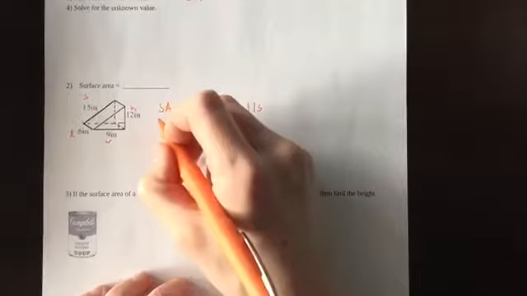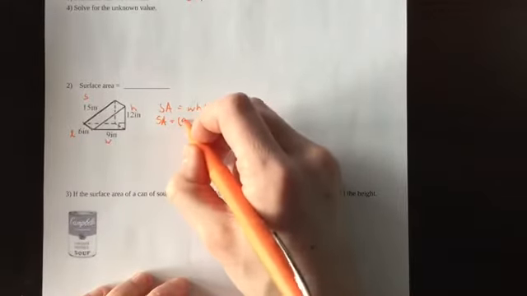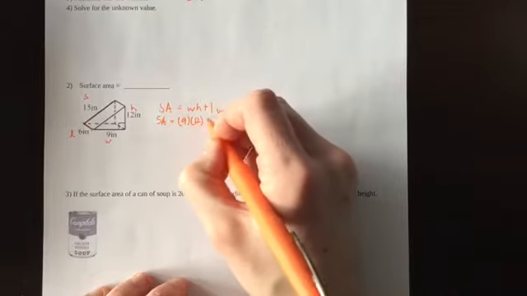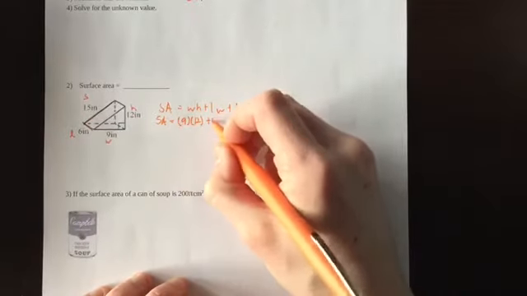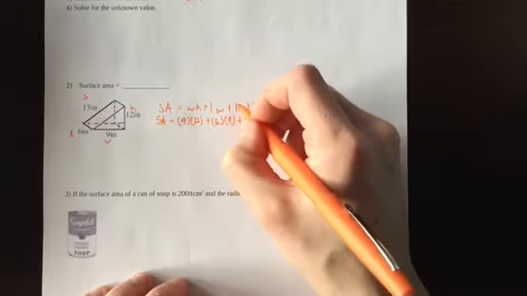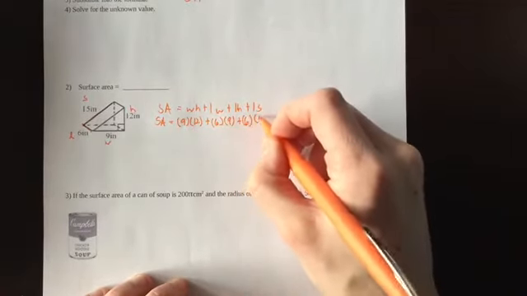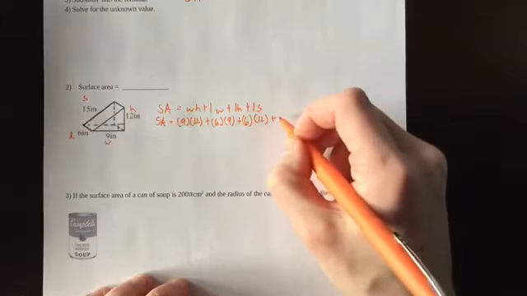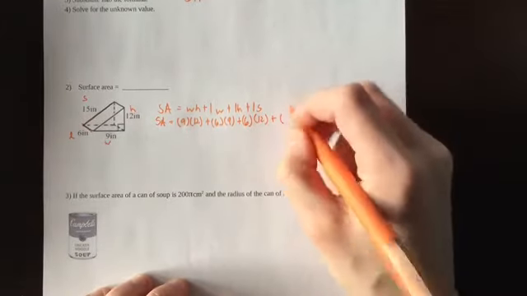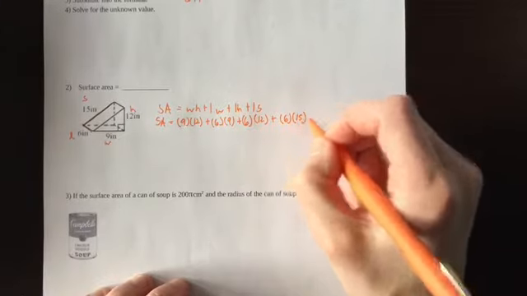Okay. So now just substitute everything in. Everything's being multiplied, so I'm going to use parentheses. You could use the dot too if you needed. That's an H. There we go.